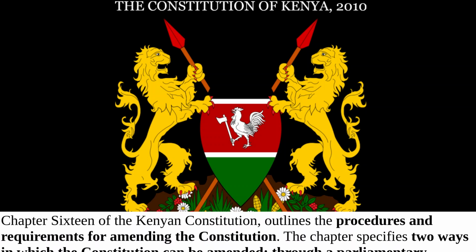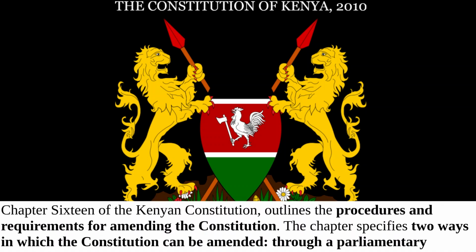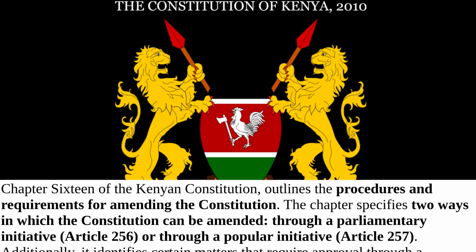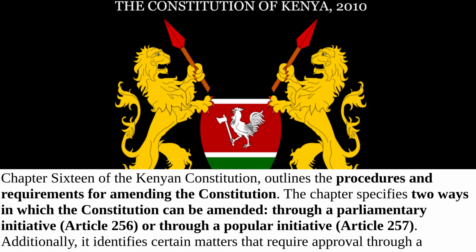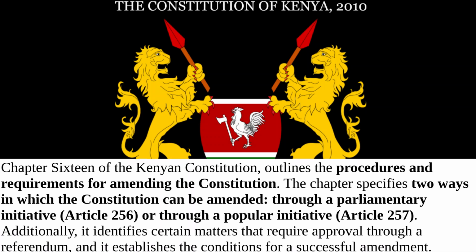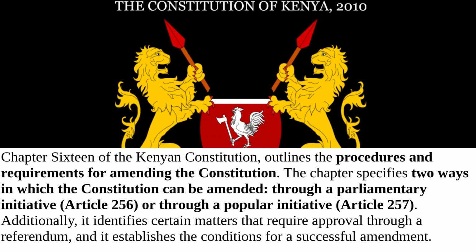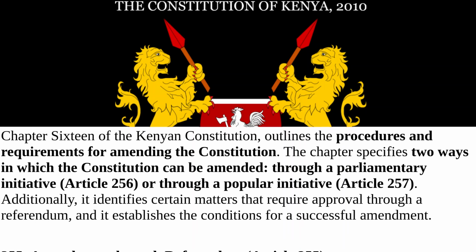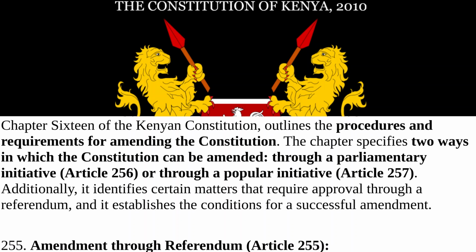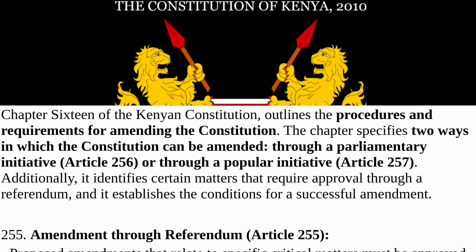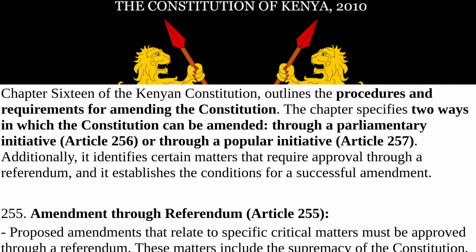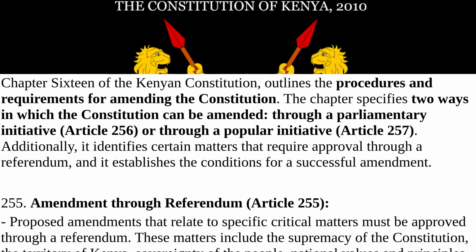Chapter 16 of the Kenyan Constitution outlines the procedures and requirements for amending the Constitution. The chapter specifies two ways in which the Constitution can be amended: through a parliamentary initiative, Article 256, or through a popular initiative, Article 257. Additionally, it identifies certain matters that require approval through a referendum, and it establishes the conditions for successful amendment.